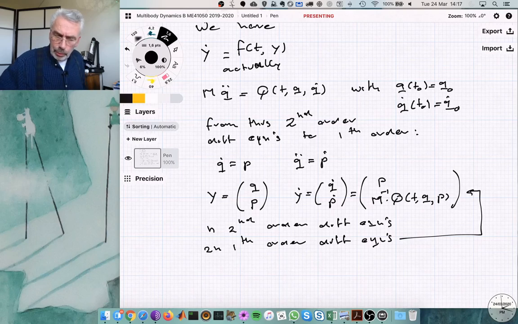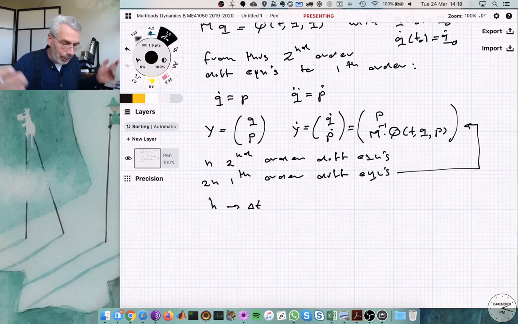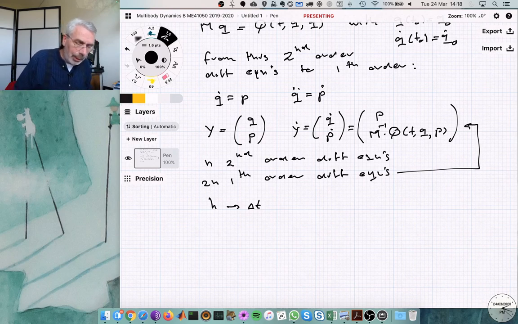For some magical reason, we always call the step size h. So if you see h in the rest of the derivatives, in the rest of the lecture, you have to think, oh, that's a delta t. Why that is, I don't know. Why do we call mass m? Well, that's how it is. Step size h. That's how it is.